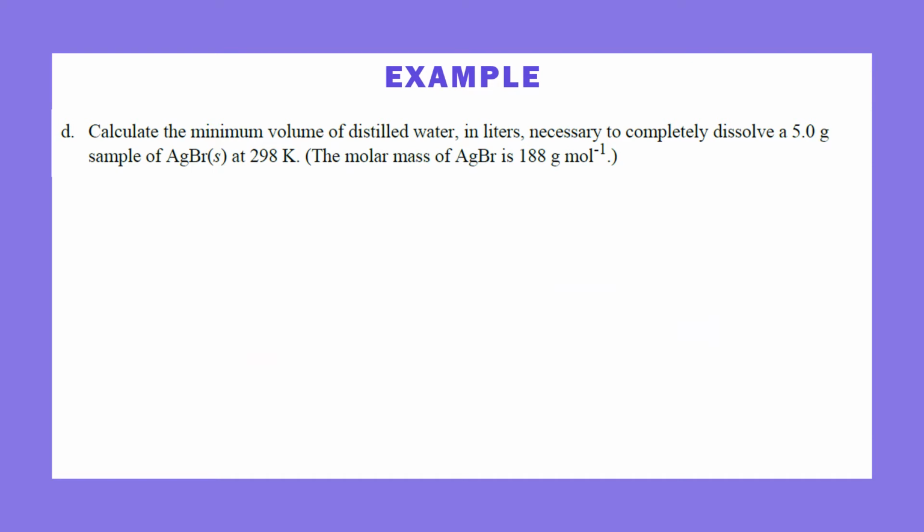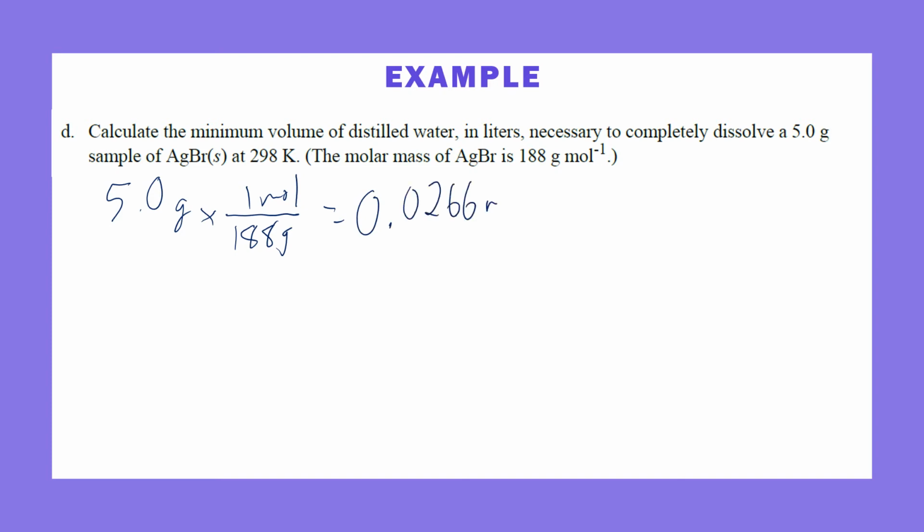Okay, part D here: calculate the minimum volume of distilled water necessary to completely dissolve a 5-gram sample of silver bromide at 298. And they give you the molar mass, which is nice of them. So anytime you see grams, and especially if they give you molar mass, you should convert it to moles. So I have 0.0266 moles of silver bromide.